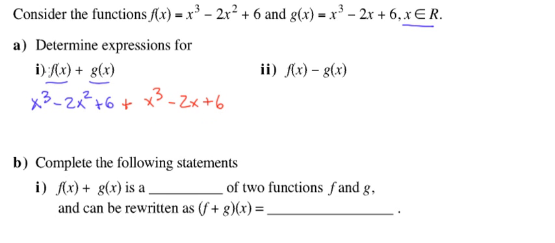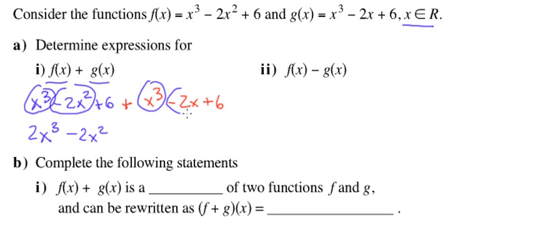We know how to add stuff like this. You collect like terms wherever you can. So x cubed plus another x cubed makes 2x cubed. We have a minus 2x squared, and there are no other x squared terms. We have a minus 2x, and there are no other x terms. And then 6 plus 6 should be 12. So that's f of x plus g of x.